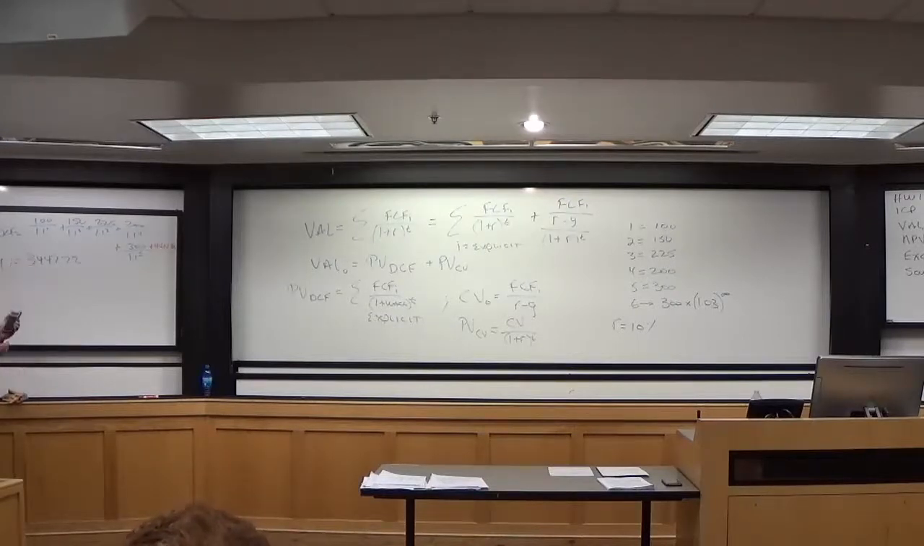Now let me put in these numbers. 100 CFj for time 1, 150 CFj for time 2, 225 CFj for time 3, 200 CFj for time 4, 300 plus 4414.28 equals, which is 4,714.28 CFj.